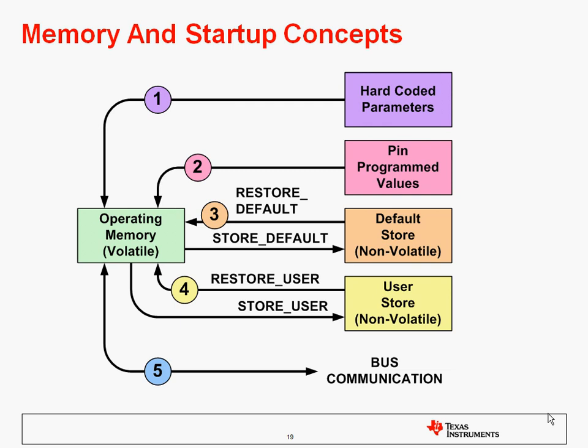So how that works is a step-by-step procedure that each part goes through. First it checks for any hard-coded parameters that will override. That's the first place it checks. Then it looks at the pin programming as a second option. Then it will go into the non-volatile memory if there is memory and if there is data in there. And then finally, the device is ready for communication over the bus, and that's the last method that you can use to program those operating parameters.